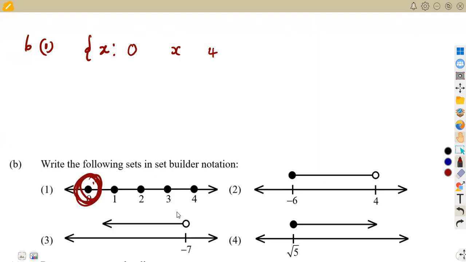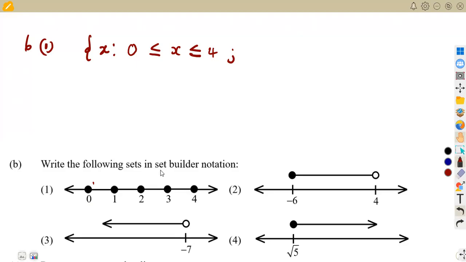0 is part of our solution. 4 is also part of our solution. So it means this x is greater than or equal to 0, less than or equal to 4, because it's involved, it's part of the solution. But what about that x? What is it representing? Is it representing integers? Is it representing natural numbers?